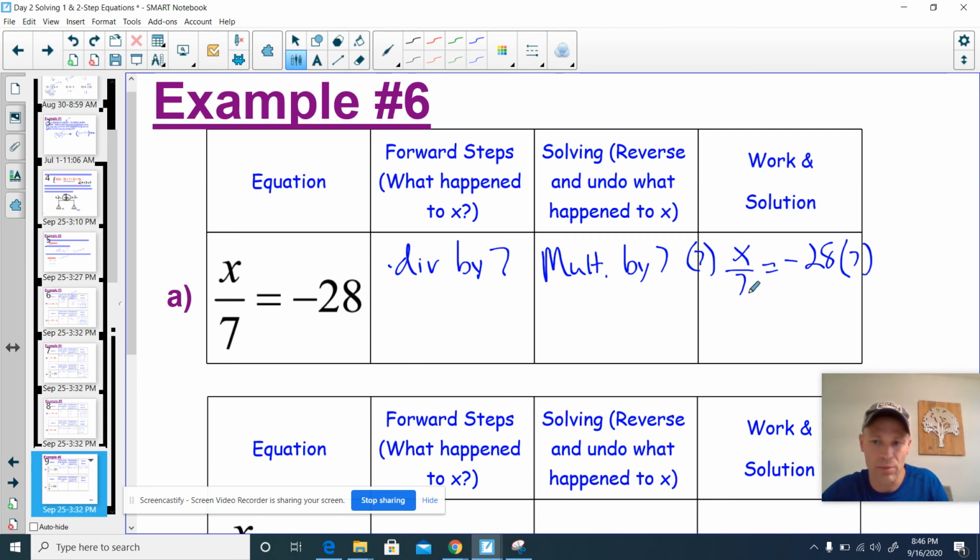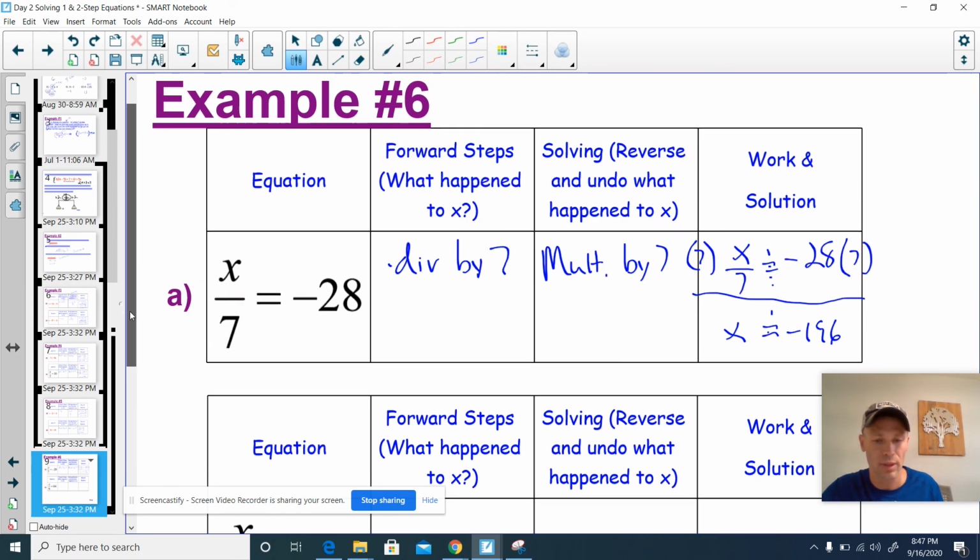Undo that. And again, remember, this gives me 7 divided by 7, which is 1. And it gives me the 1x that I'm looking for, right? So x is then equal to, I got to do this one. I don't know this off the top of my head. 196, and it's negative because it's negative 28. So negative 196.